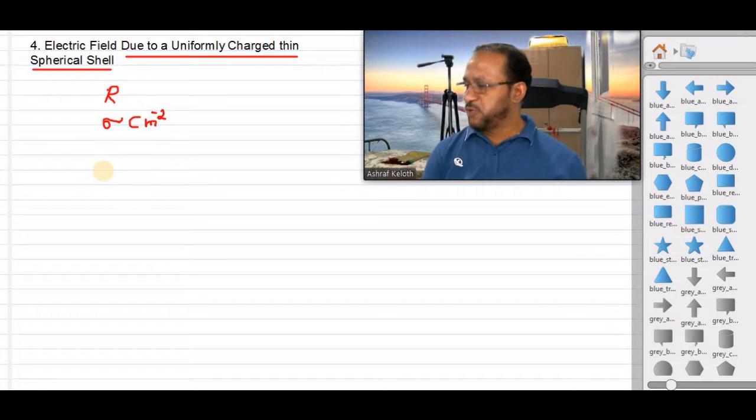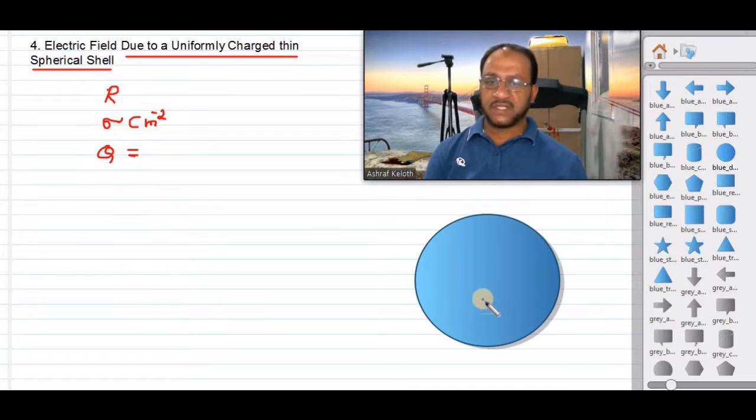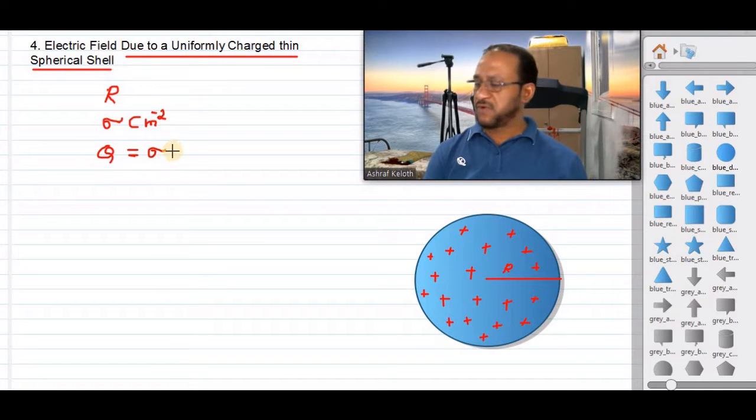Let capital Q be the total charge on the surface of the shell. Then what will Q be equal to? The surface charge density on the surface is sigma coulomb per meter square. If R is the radius, then total charge Q is sigma into 4 pi R square. Therefore Q is equal to sigma into 4 pi capital R square, where capital R is the radius of the spherical shell.